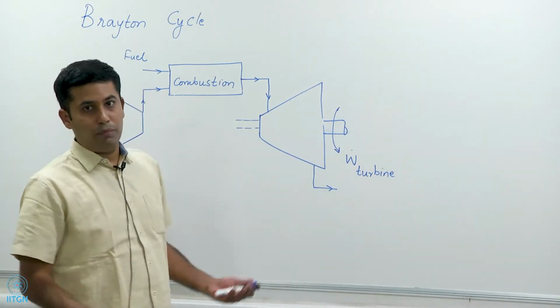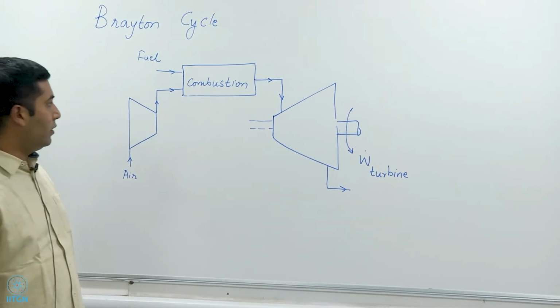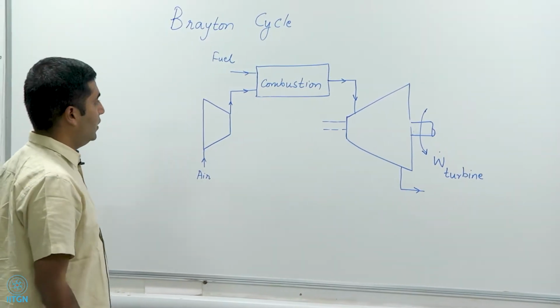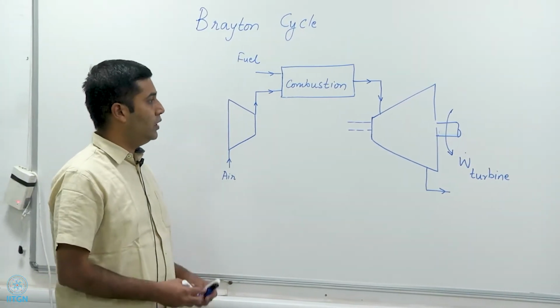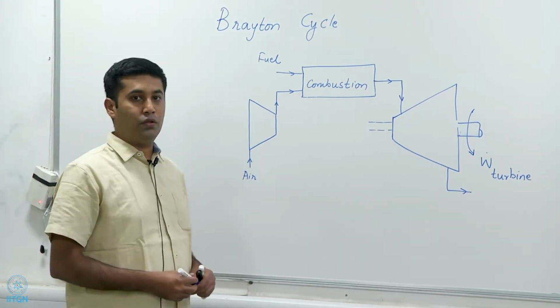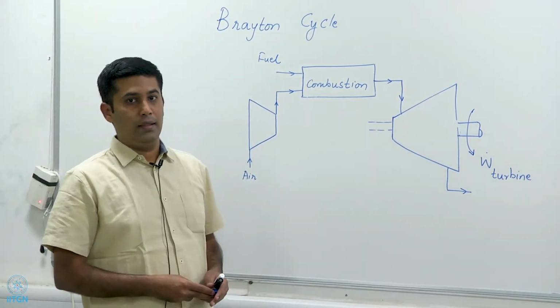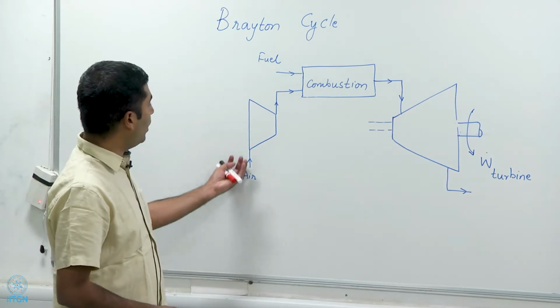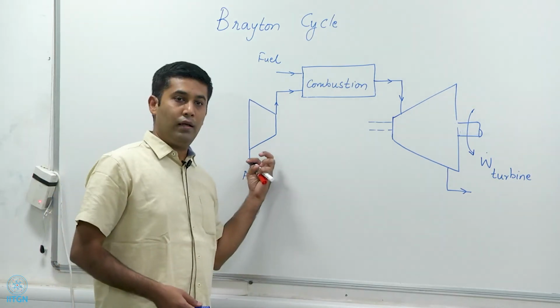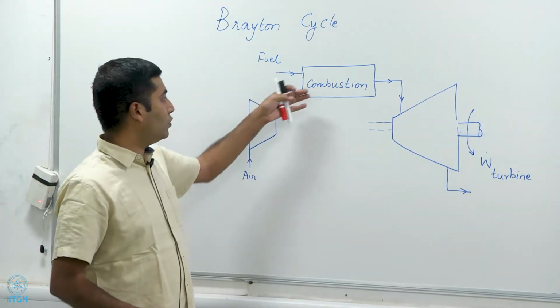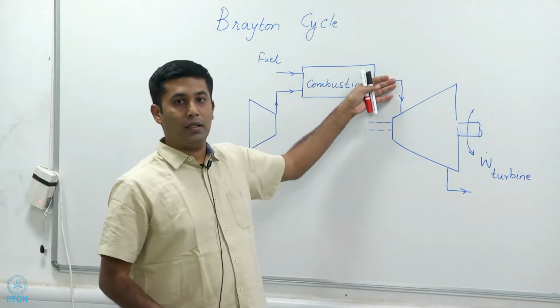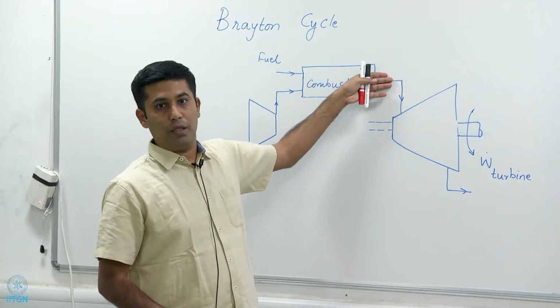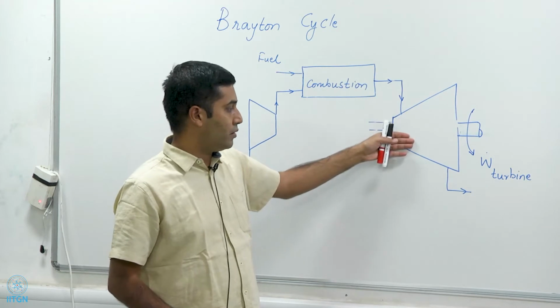This is the simple component wise description of a Brayton cycle. However, there are things that we can notice. The first thing that we notice is this is not really a cycle, in the sense that air is drawn into the compressor. This is fresh air from outside, and then it undergoes combustion. What we have here are actually the products of combustion, and these are expanded in the gas turbine.